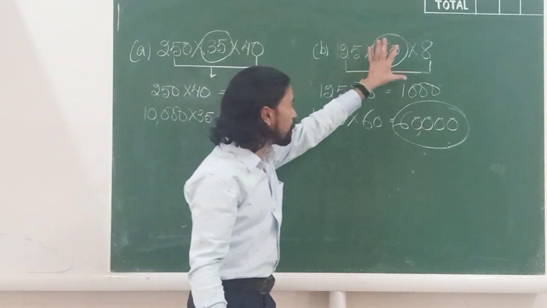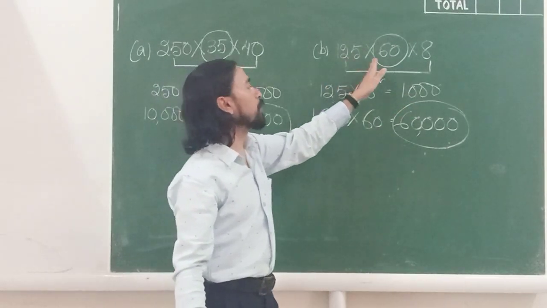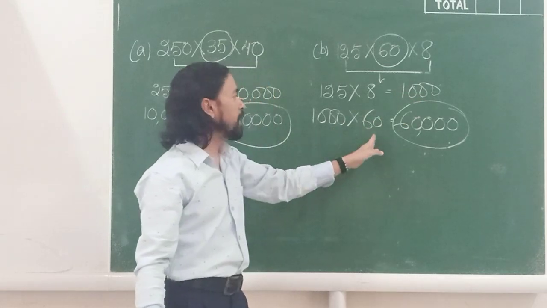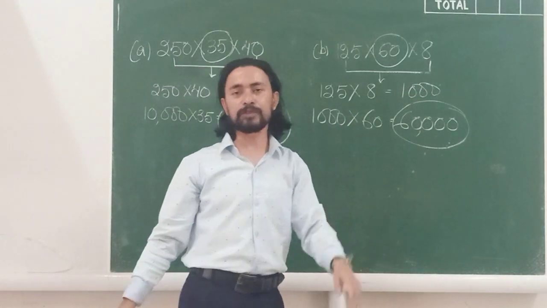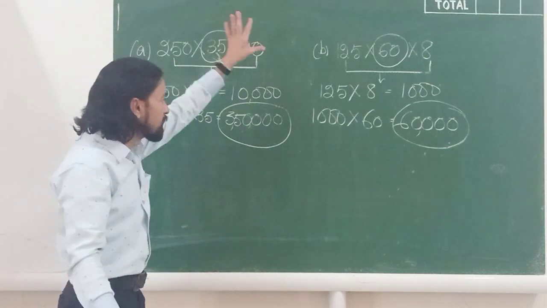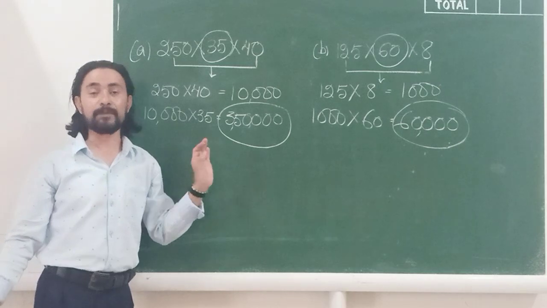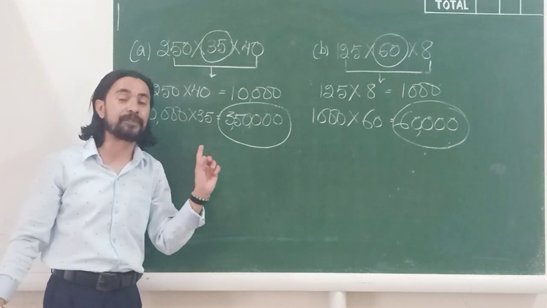But here I am doing it according to suitable arrangements. That means if I know that 125 into 8 is 1000, I directly take 1000 and multiply it by 60. 1000 into 60 is 60,000 and I get my answer. So this is the concept of suitable arrangement in multiplication. This is concept number 2. Concept number 1 was different.